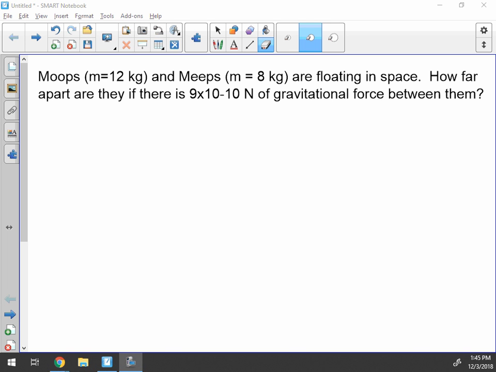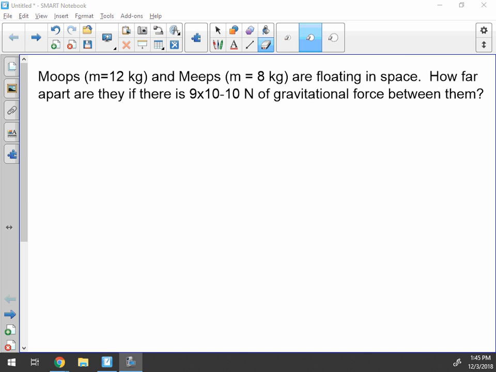All right, welcome back. Today we are going to look at two problems using Newton's law of gravitation. So this first one, we have moops and meeps. They're floating in space. How far apart are they if they are 9 times 10 to the negative 10 newtons of force between the two of them?